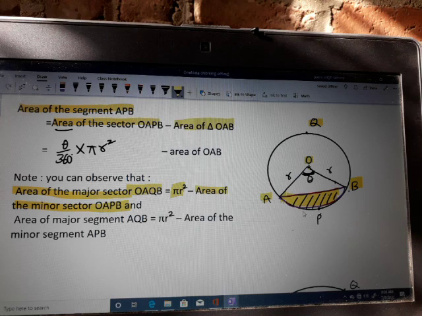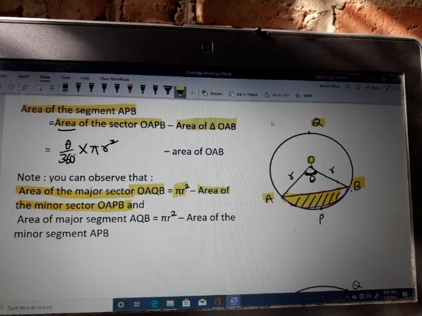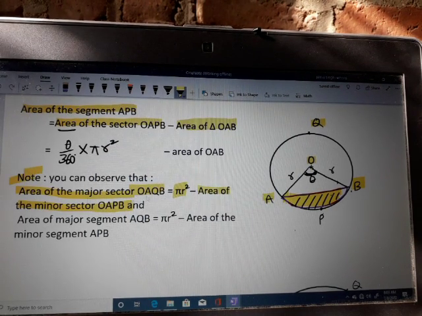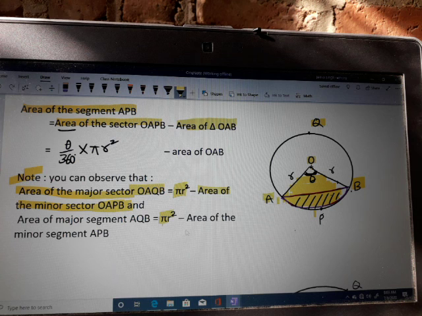I hope you understand. Sorry, I write it down. This is the area of the major sector. Then you have to find pi r square minus the area of the minor sector OAPB. If you want to find the area of the major segment, you have to subtract the area of the minor segment APB from pi r square. That is written here. These two results are simple and easy.